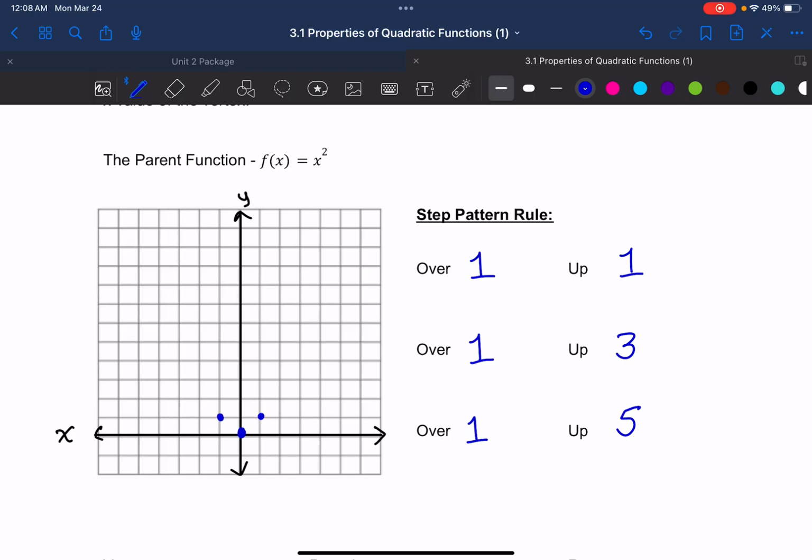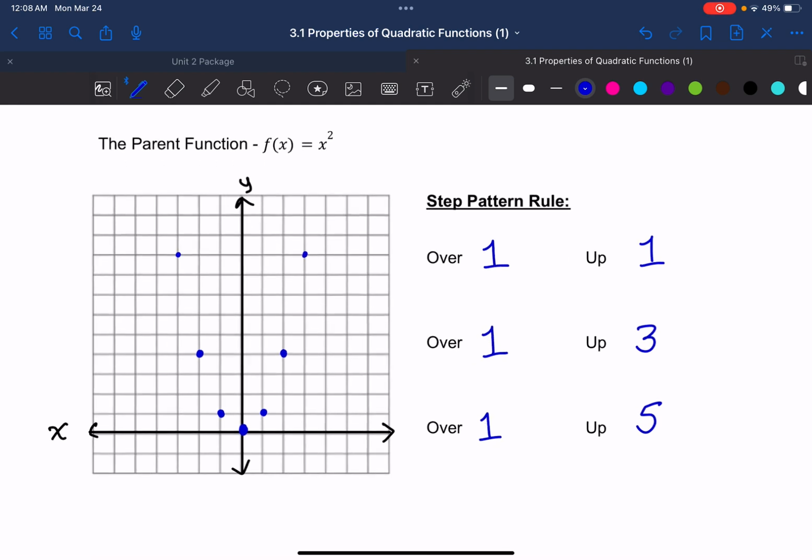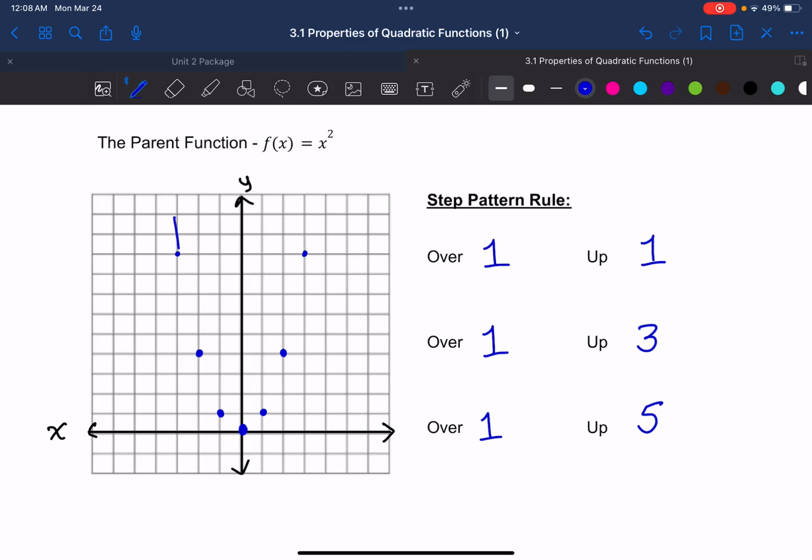And I'm just doing the same thing on the other side. Next I'm going over 1, up 3. Same thing on the other side. And then lastly, over 1, up 5, and the same thing on the other side. That is more than enough for us to connect and draw our parabola. And it's okay if it's wonky, just be as accurate as possible.